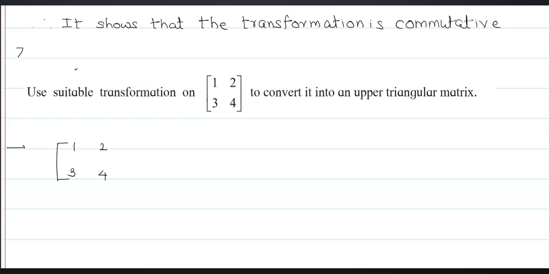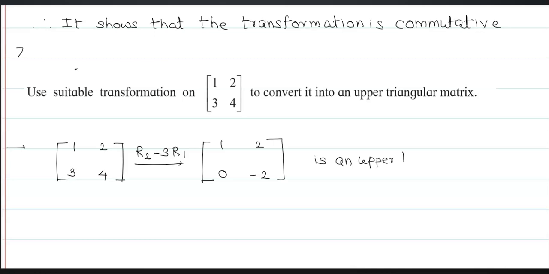That is 1, 2, 3, 4. R2 minus 3 times R1. This is my operation. That is 1, 2. First row remains as it is. 3 will become 0. And 0 minus 2. 0. Now we get an upper triangular matrix.